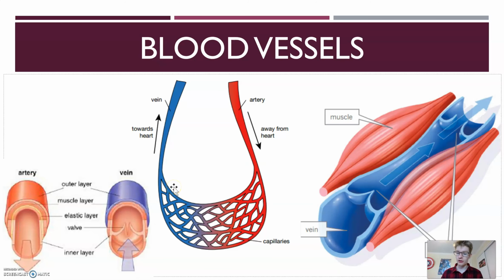So this is what they look like in a diagram. So these are the capillaries. The vein heads towards the heart, and the artery goes away from the heart. It's not about oxygenated and deoxygenated blood. Veins go towards the heart, arteries go away from the heart, okay? And here's what a blood vessel looks like with its muscles around it. The muscles help push the blood down the blood vessel, okay?